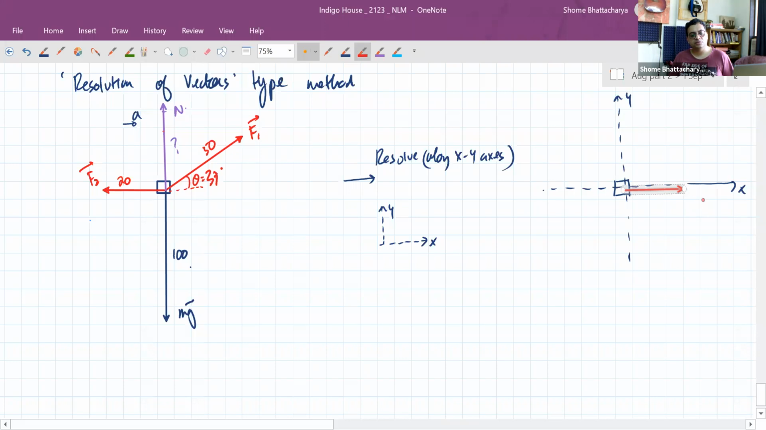what will they be here? This will be F1 cos theta. That you can see will be 40, and y component of F1 will be F1 sin theta. That will become 30. And rest of the things are already resolved, so I don't need to do anything much. I'll just leave them the way they are.